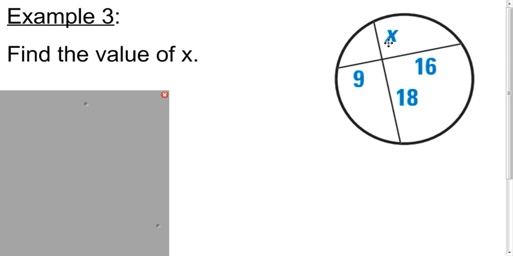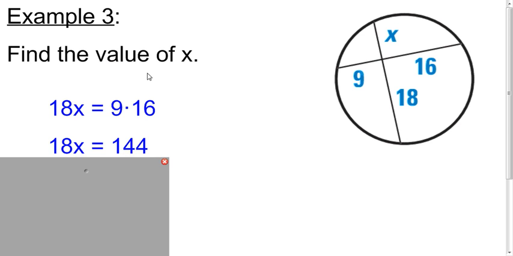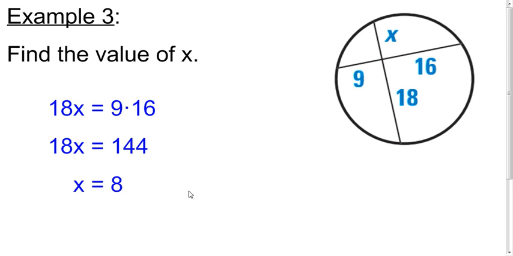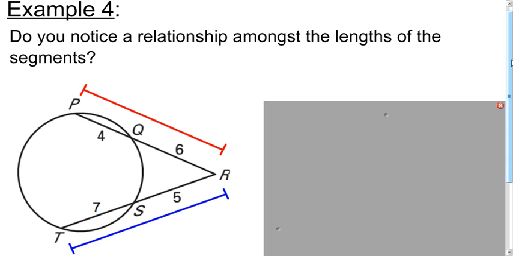So our lengths on the same chord here are 18 and x, and on the other one are 9 and 16. And here we simplify. And the opposite of multiply by 18 is divide by 18, so 144 divided by 18 is 8. Okay, here's a different diagram. Here we have secants that intersect outside the circle, on the exterior. And you notice a relationship amongst the lengths here. I gave you hints. Figure out how long the secant segments are as well.